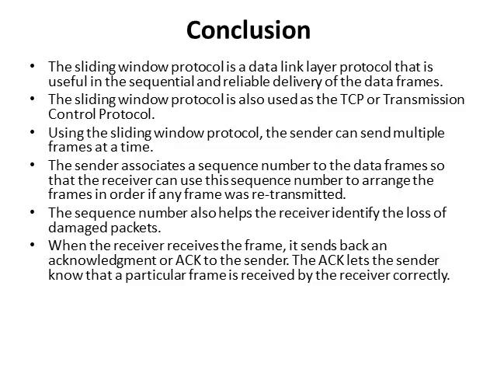Conclusion: the sliding window protocol is a data link layer protocol that is useful for sequential and reliable delivery of data frames. It is used in TCP, that is Transmission Control Protocol. Using the sliding window protocol, the sender can send multiple frames at a time. The sender associates a sequence number to the data frames so that the receiver can use the sequence number to arrange the frames in order if any frame was retransmitted. The sequence number also helps the receiver to identify the loss of damaged packets.